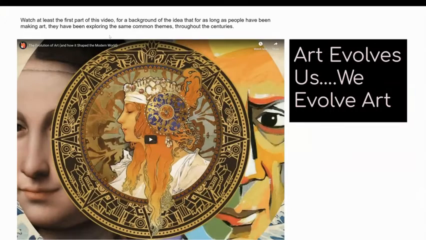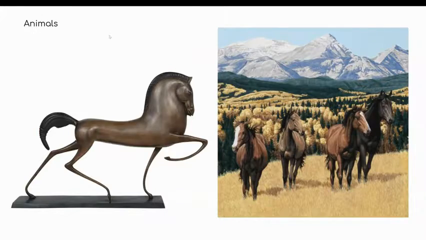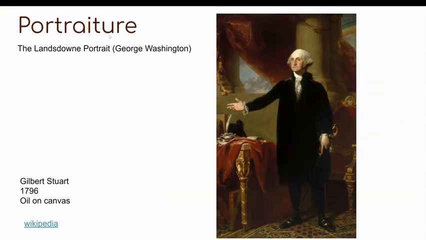So let's take a look at a few more themes and compare the art from one time period to the art of another time period. Portraiture is another theme that has been super common throughout the ages. Here's a portrait of George Washington, the first president of the United States, painted in 1796 by Gilbert Stuart.